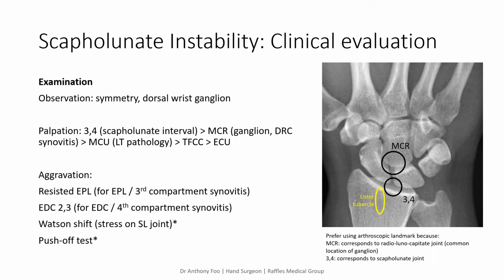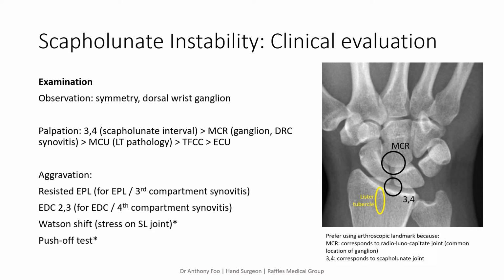I then move across to the MCU, which is just around the LT, lunotriquetral interval, to examine for any lunotriquetral synovitis. And then I move on to examine the TFCC and the ECU. So after palpating, I would aggravate some of these structures.